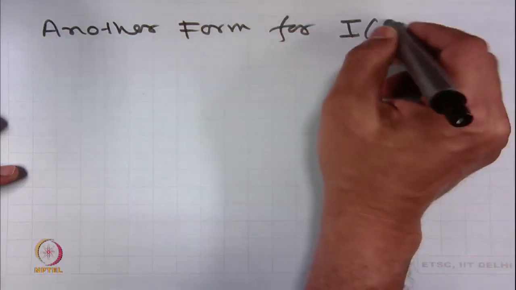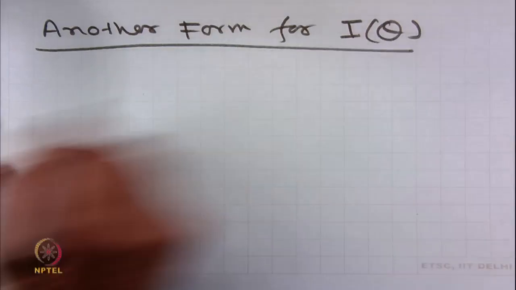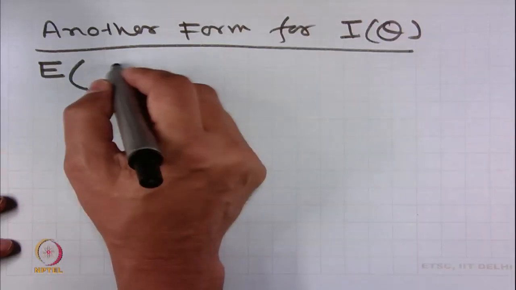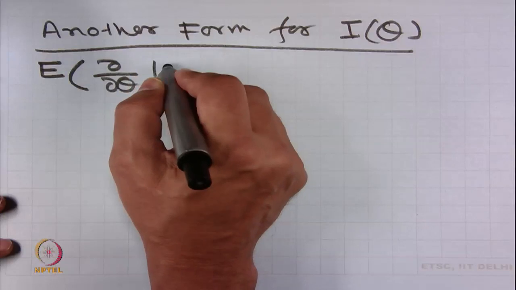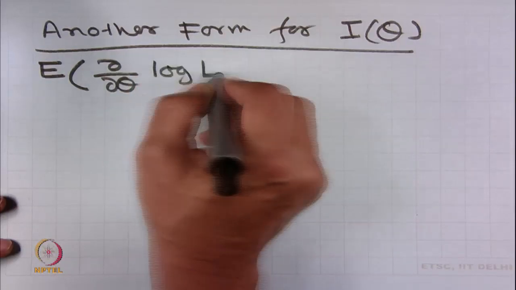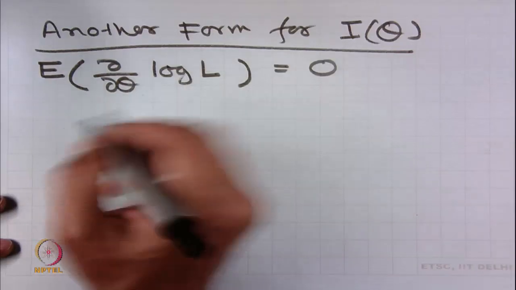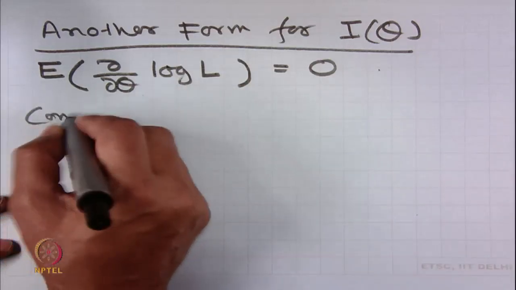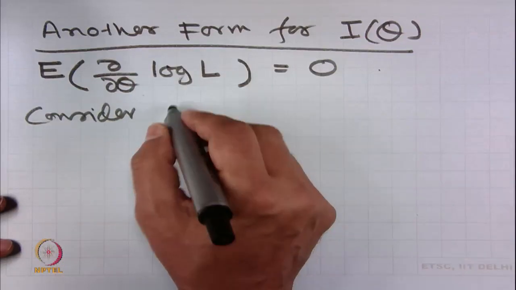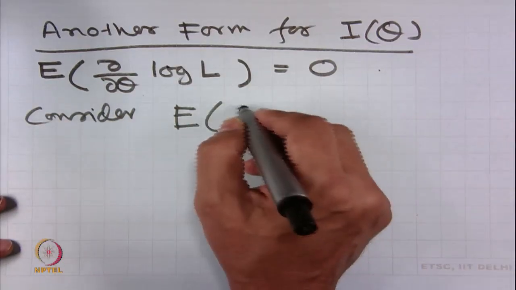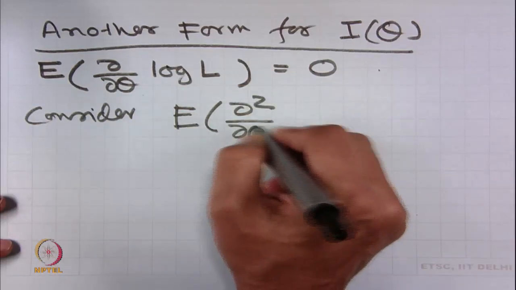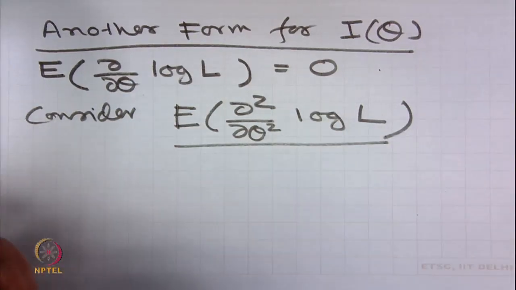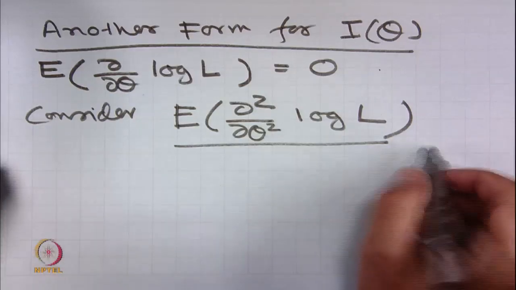Now, let me discuss another form for I theta. We know that expected value of del del theta log L is equal to 0. We have already seen that. Now, consider expected value of, let us try to compute this. What is this?